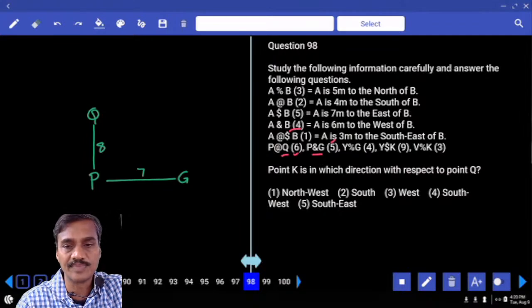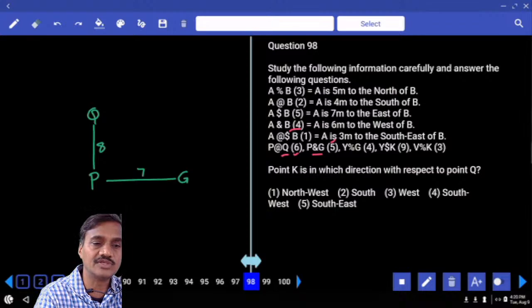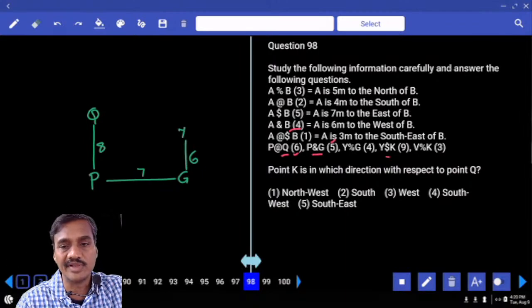Y percentage G. Y is to the north of G. 4 plus 2, how much? 6. Now the distance between these two is just 6 meters. And Y dollar K. Y dollar K means Y is to the east of K.